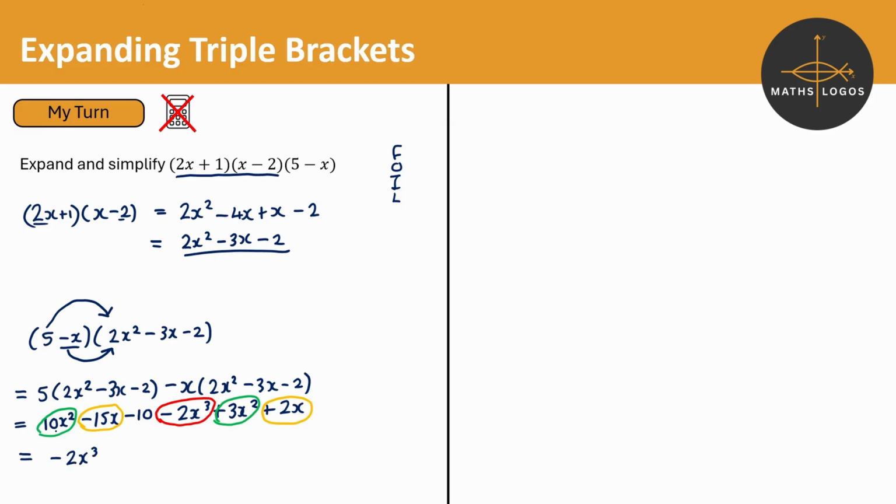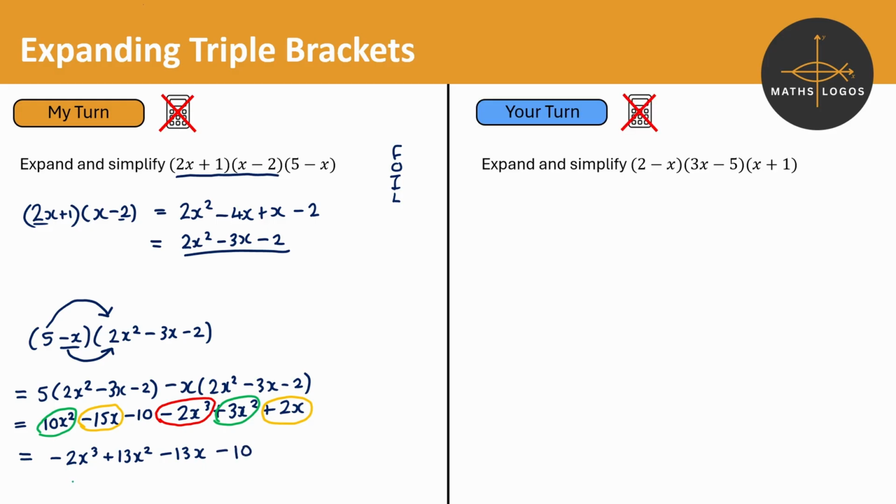And then I'll move on to my x squared term, so I've got 10x squared, add 3x squared, which takes me to 13x squared. I've got negative 15x, add 2x to take me to negative 13x. And then I've got my constant on the end like that. So that's my final answer. Pause the video and give this question a go.